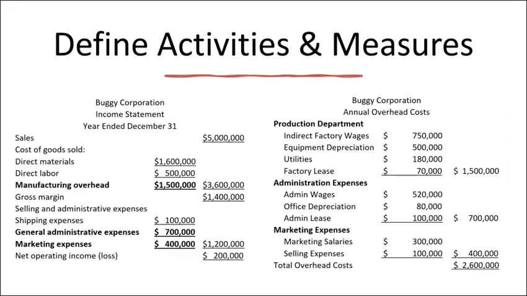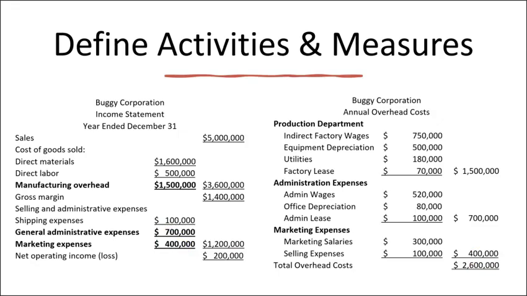Okay, so here is the income statement and the annual overhead cost of Buggy Corp. Now notice that overhead is classified according to the following departments. We have production, administration, and marketing. Notice that the total in production equals the total manufacturing overhead. Similarly, administration expenses of $700,000 equals the total in the income statement of general and administrative expenses. And the same for marketing. $400,000 of cost equals the marketing cost as shown on the income statement.